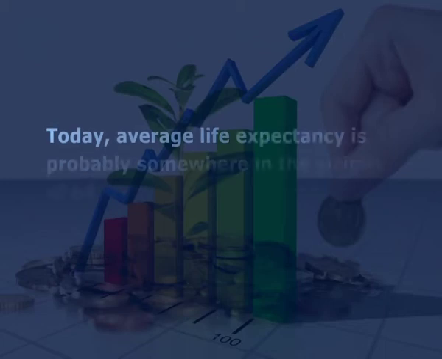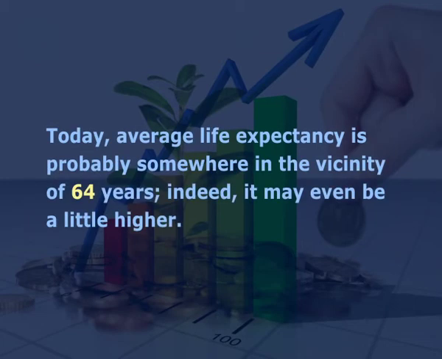The late 1940s and the early 1950s then saw very rapid mortality gains, something that has often been missed by demographers. Indeed, it is possible that between 1946 and 1952, life expectation increased at a rate approaching 2 years per year. Today, average life expectancy is probably somewhere in the vicinity of 64 years. Indeed, it may even be a little higher.